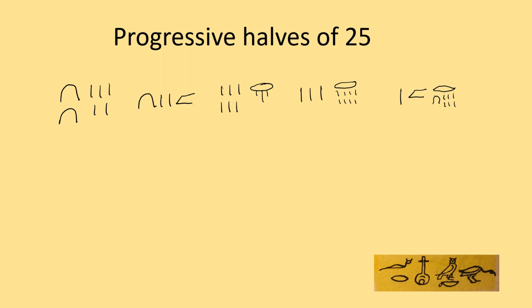So if we look at the progressive halves of 25, we start off with 25, then half of 25 is 12 and a half, half of 12 and a half is 6 1/4, half of 6 1/4 is 3 1/8, and half of 3 1/8 is 1 plus 1/2 plus 1/16.